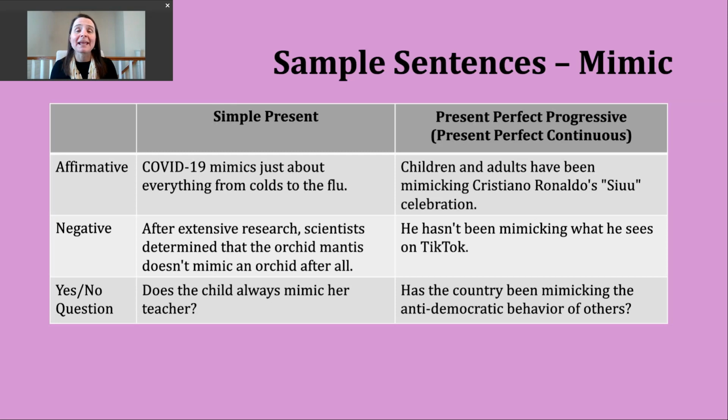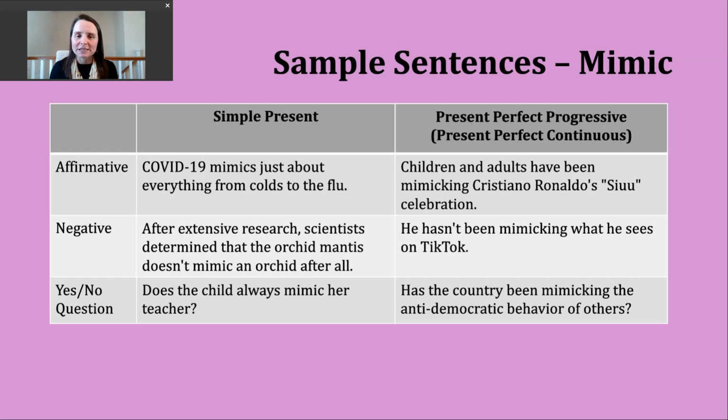Now, if we want to make a negative sentence in the simple present, again, we need to pay attention to our subject. If our subject is I, you, we, or they, our structure is going to be do not, and then the base verb. But if our subject is he, she, or it, our structure will be does not, and then the base verb. So notice I'm not adding an S to the end of the verb here in the negative. You can see this in my example.